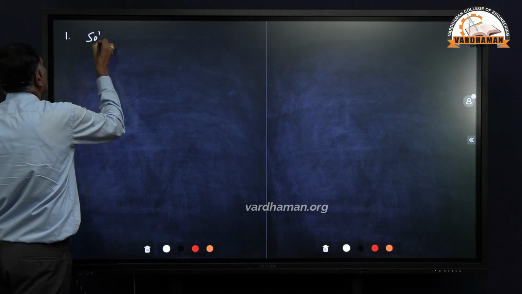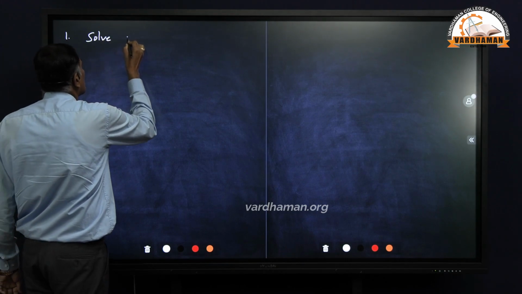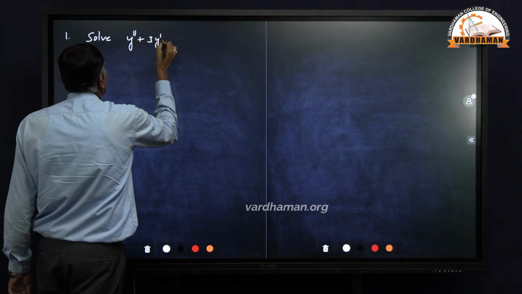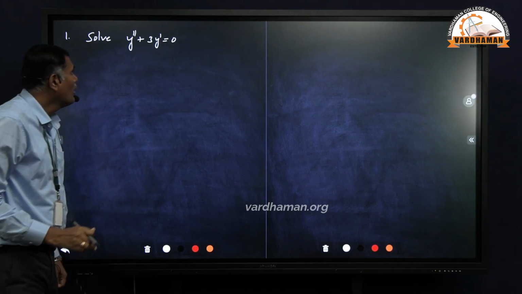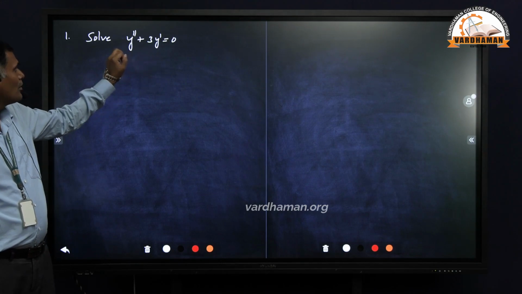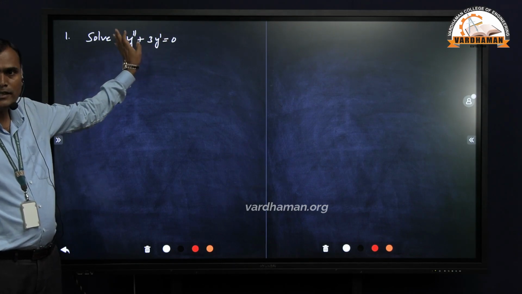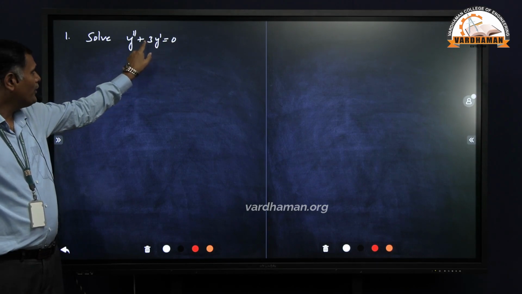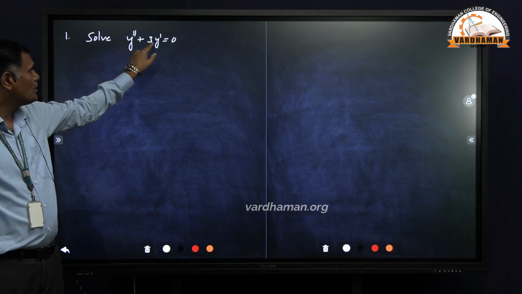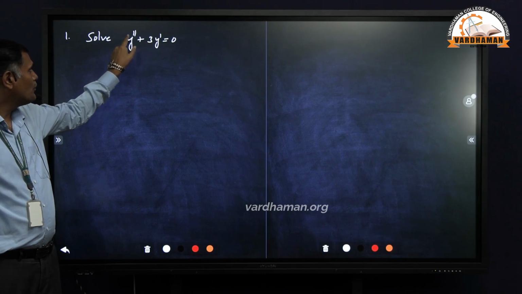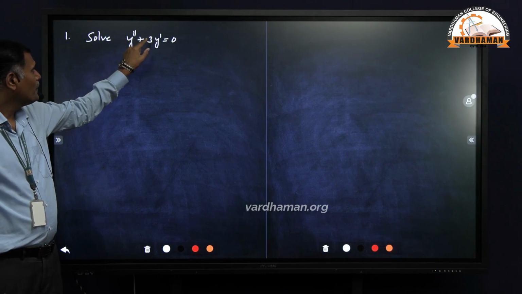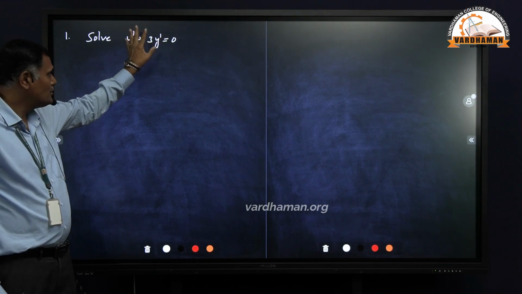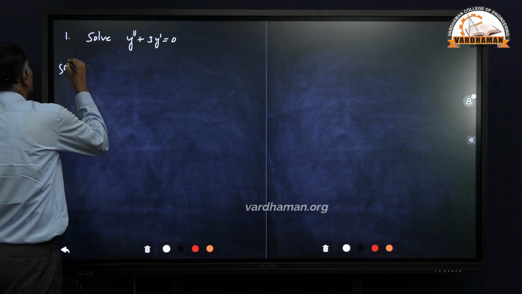Solve y double dash plus 3y dash equals 0. Now this is the given differential equation. Clearly it is a homogeneous linear DE because the right hand part is 0, with constant coefficients. Clearly here the coefficient of y dash is 3 and the coefficient of y double dash is 1. So this is a linear DE with constant coefficients and homogeneous.